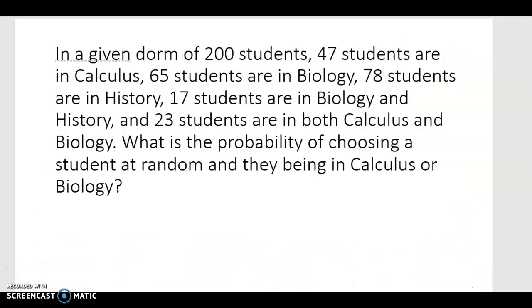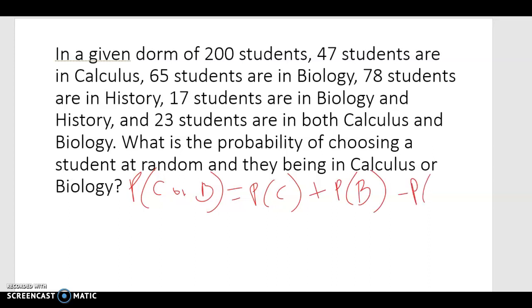All right, let's jump into a new one. In a given dorm of 200 students, 47 students are in calculus, 65 are in biology, 78 are in history, 17 students are in biology and history, and 23 students are in both calculus and biology. What is the probability of choosing a student at random who is in calculus or biology? Okay, now think about what you need to find here. We're looking for the probability of calculus or biology, which means we need to take the probability of calculus plus the probability of biology, and then subtract the probability of calculus and biology.